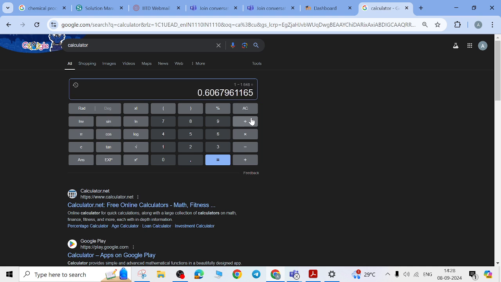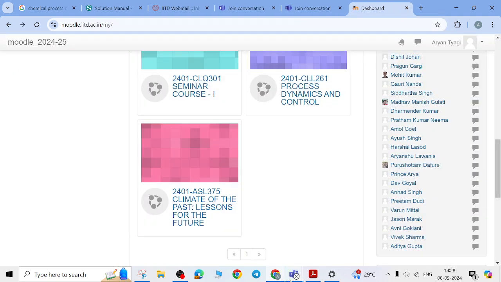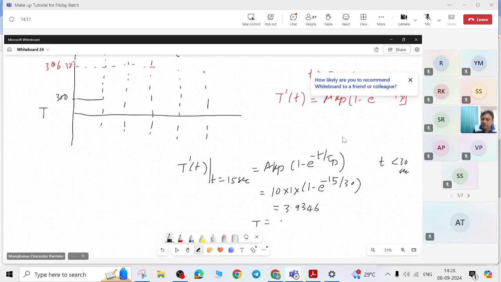Yes, sir. 3.9346. So this is the value we are expected to get. So from this, T will be given as 300 plus 3.9346. So that becomes 303.9346, and that we can identify that particular point.